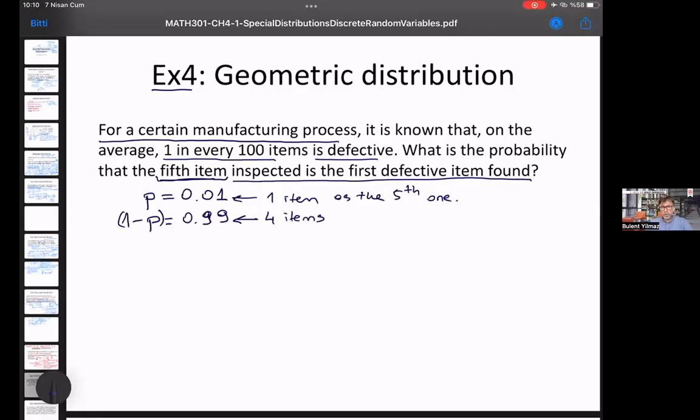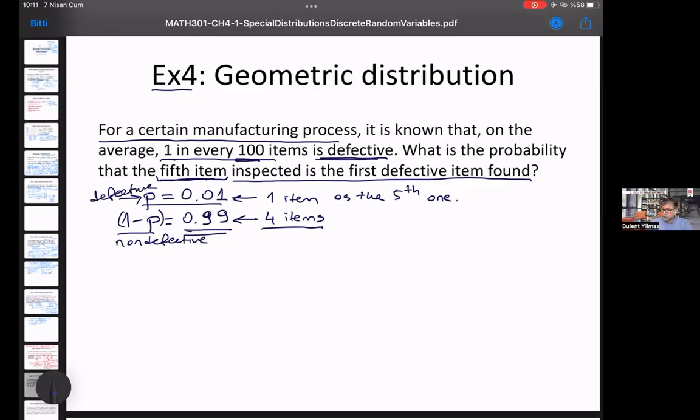Okay, guys, so the question says the probability of obtaining a defective item is 1 out of 100. What's the probability that the 5th item inspected is the first defective item? So the probability of obtaining a defective item is 0.01, 1 in every 100. And the probability of obtaining a non-defective item is 0.99. And I'm going to see 4 items as non-defective. Okay, and this is defective.